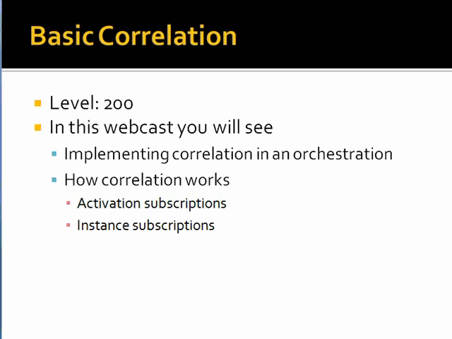It's basically a level 200 webcast. It's not going to be too advanced, just looking at some fairly basic stuff. We're going to look at basically how to implement correlation. We're then going to look a bit about how correlation works. We're going to look at the different types of subscriptions, activation subscriptions and instance subscriptions, and take a look at how correlation works within the BizTalk Server message box database.